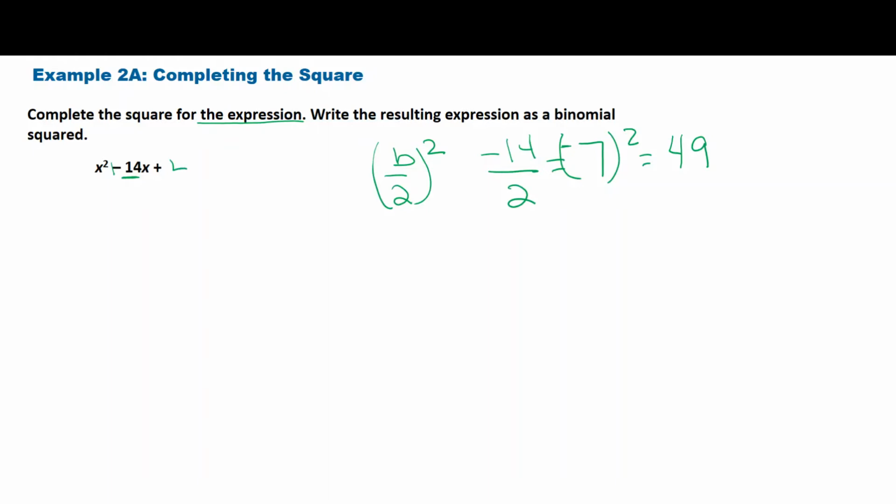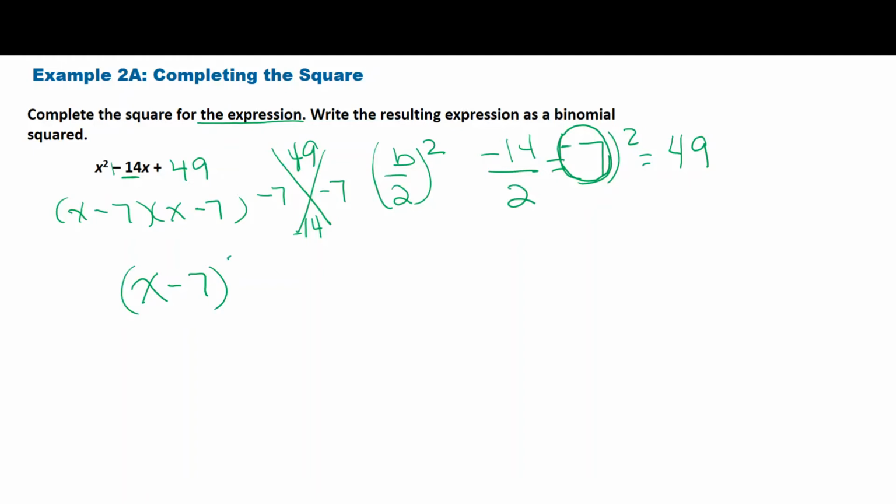So if we add 49 to this side right here, then I can say, okay, what two numbers multiply together to get 49 and add together to get negative 14? Well, that happens to be negative 7 times negative 7. So to factor this, I'm going to say x and x, and minus 7, minus 7. So in the end, I have x minus 7 squared.